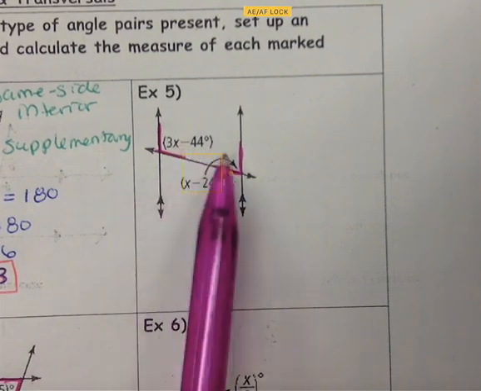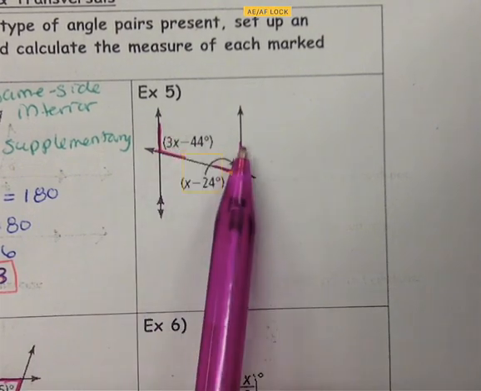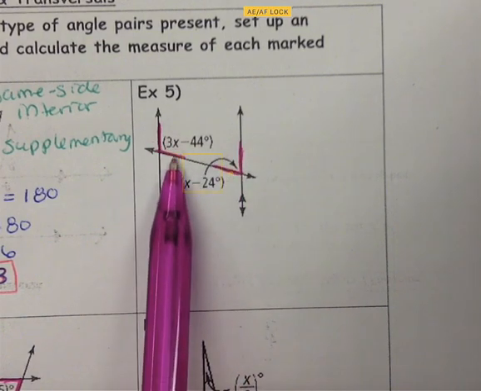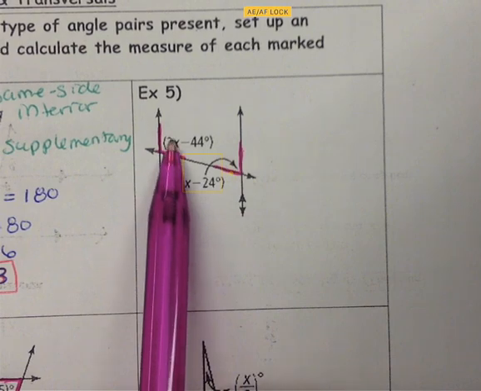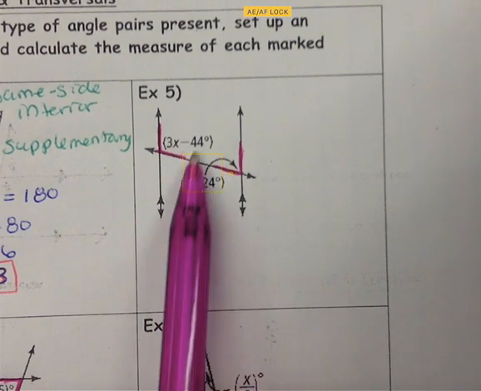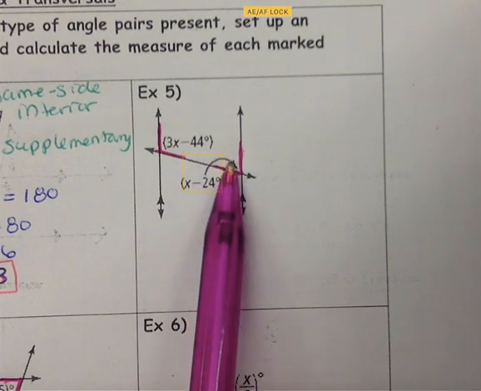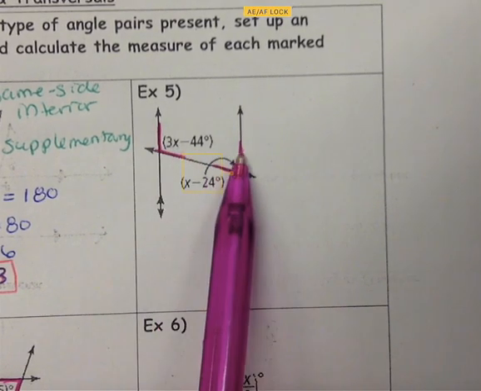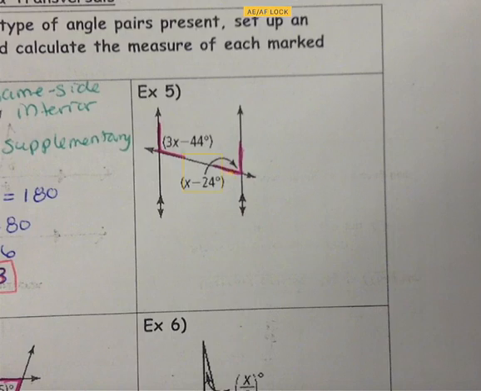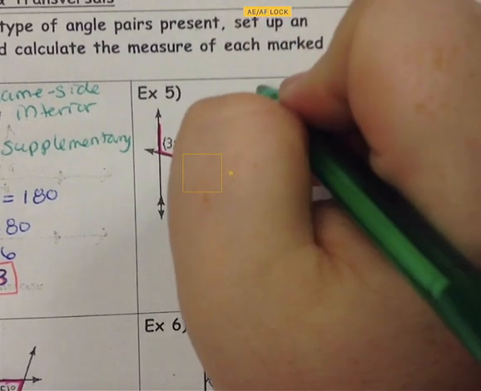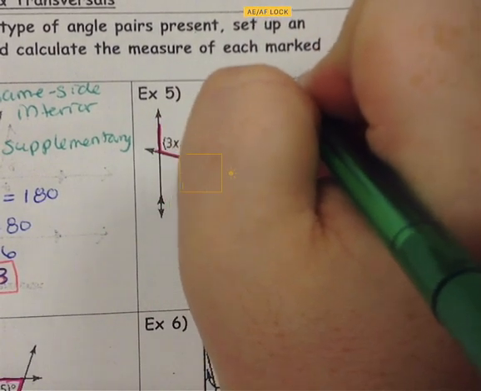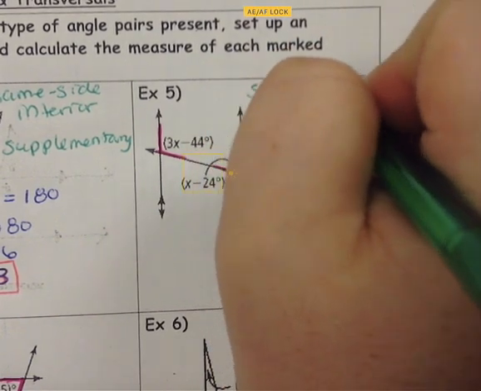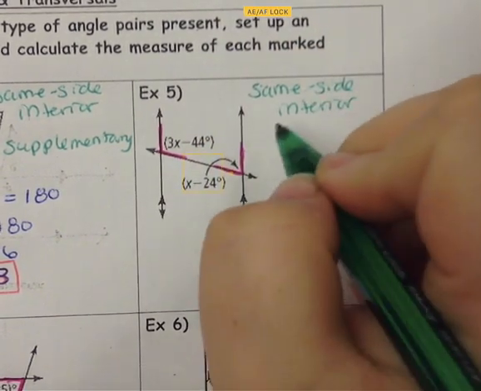So if we look at these, they're touching different parallel lines, so that's helpful. This is on the top of the transversal, and so is this angle. They're on the top of the transversal. So they're on the same side of the transversal, but they're inside the parallel lines. So those angles are same side interior. And the numerical relationship between those is supplementary.